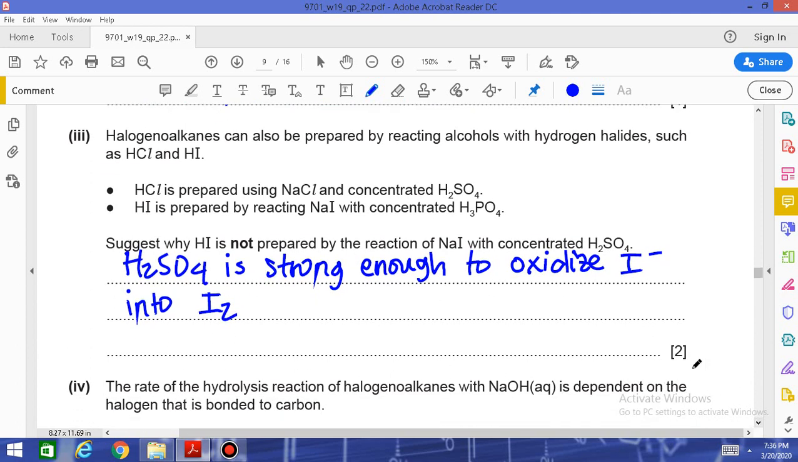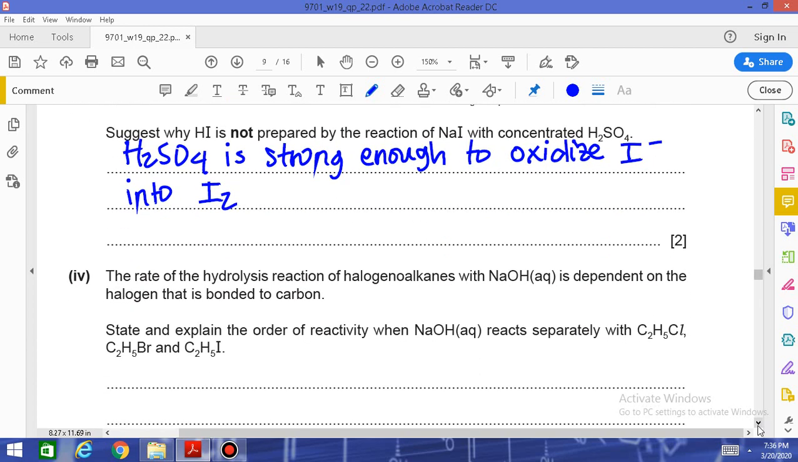That's why HI is not prepared by the reaction of sodium iodide with concentrated sulfuric acid. Iodine will be produced, so the mixture of iodine and iodide ions, HI, will be produced. Okay.